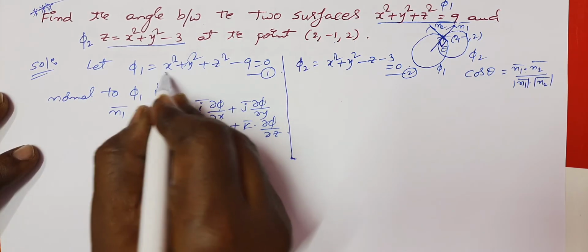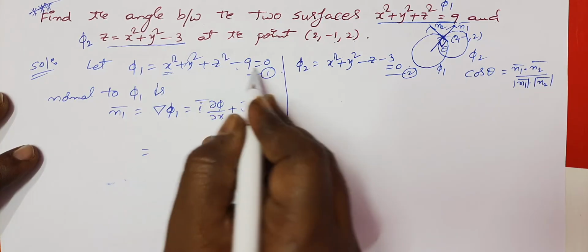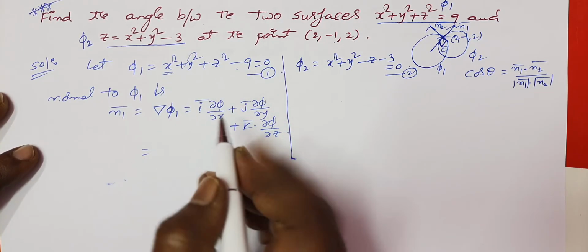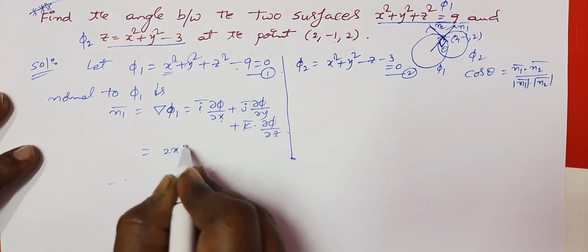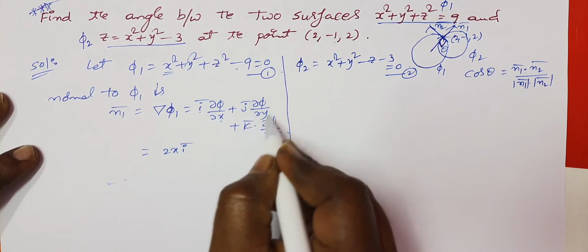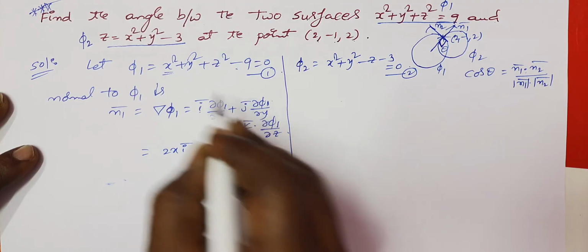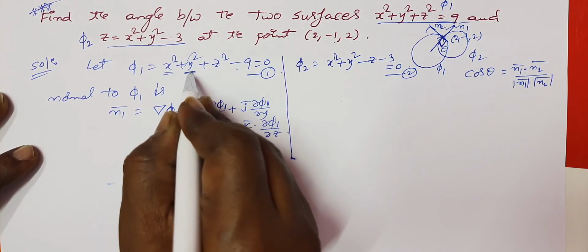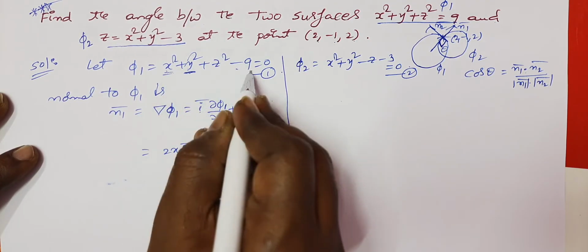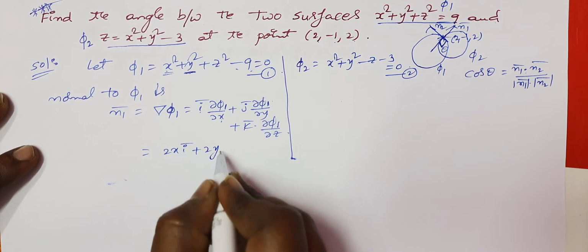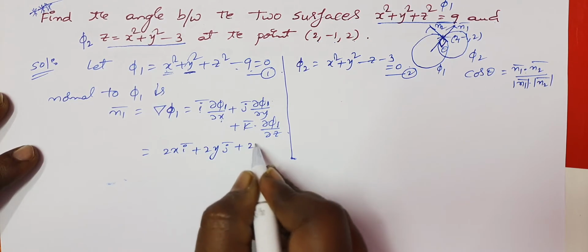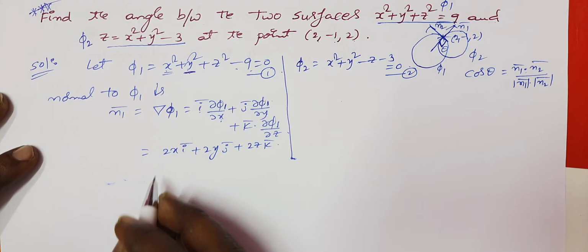So i bar into 2x, the remaining are all constants. Their partial derivatives with respect to x is 0. That's why the first term is 2x i bar. Next we are taking the partial derivative of phi 1 with respect to y. In this case, just take the partial derivative of y square, the remaining all become 0. So 2y j bar. Similarly, 2z k bar is the next term.